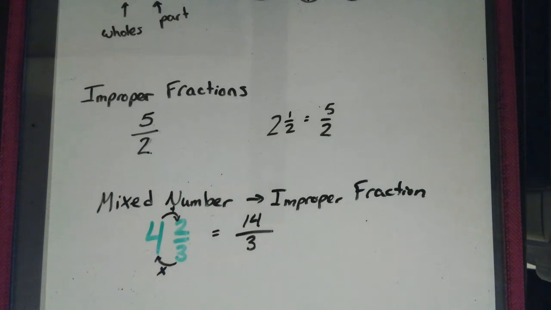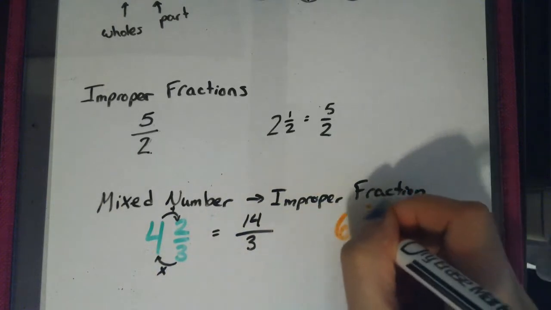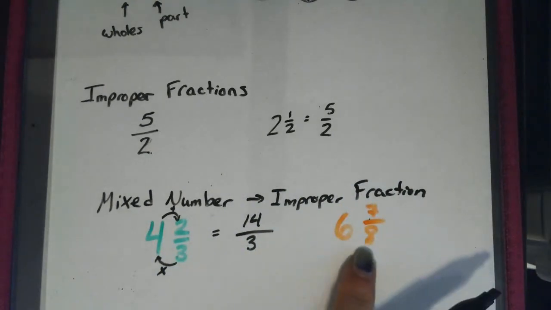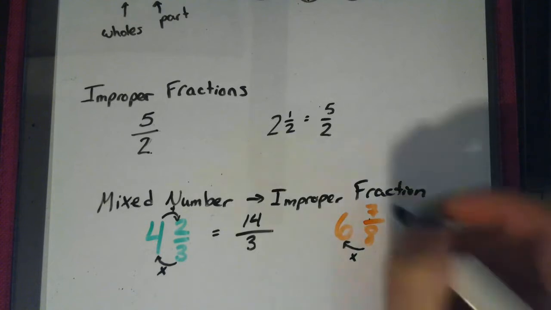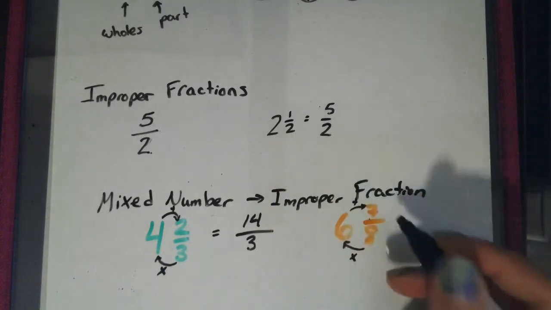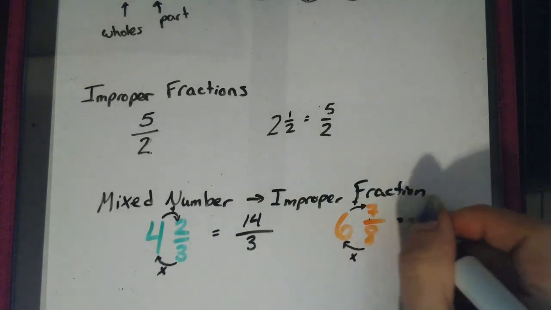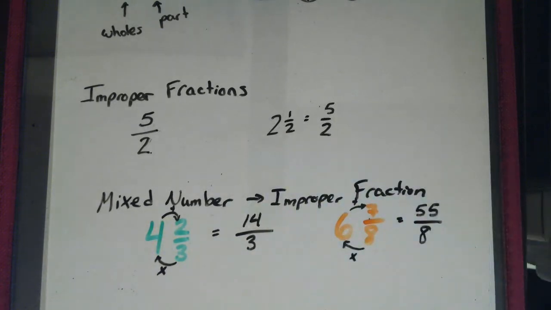Let's try one more just to make sure you've got it. Let's try 6 7/8. So we take the denominator 8 and multiply it by the whole number 6. 6 times 8 is 48. And then we add that numerator 7. So 6 times 8 is 48. If we add 7 more, that's 55. So this is equal to 55/8. So when you're adding, subtracting, multiplying, and dividing mixed numbers, your first step is always going to be to convert them to improper fractions. That's what you have to do first.